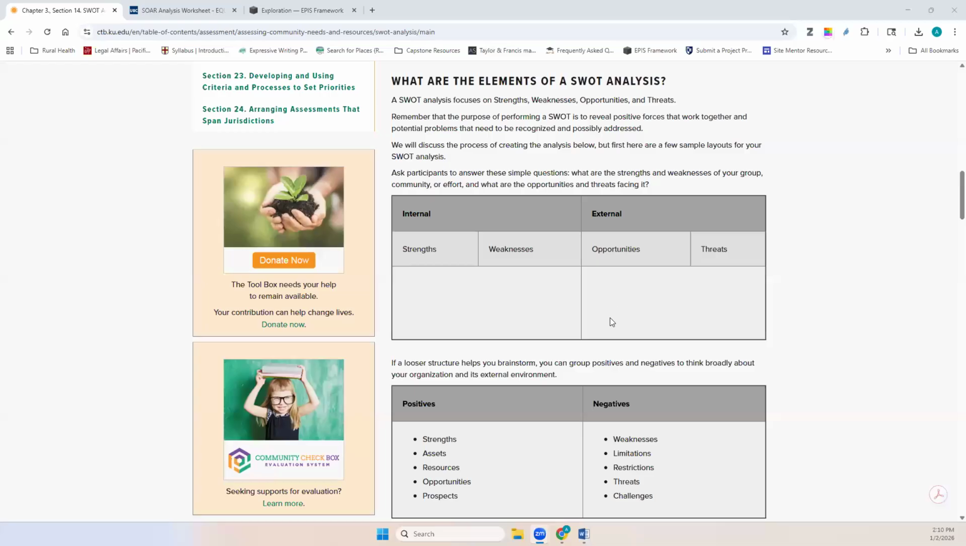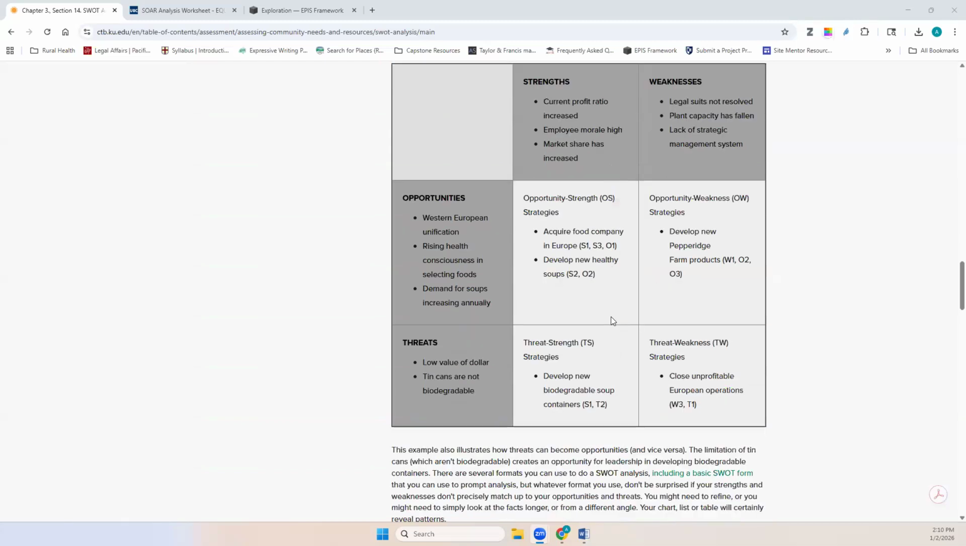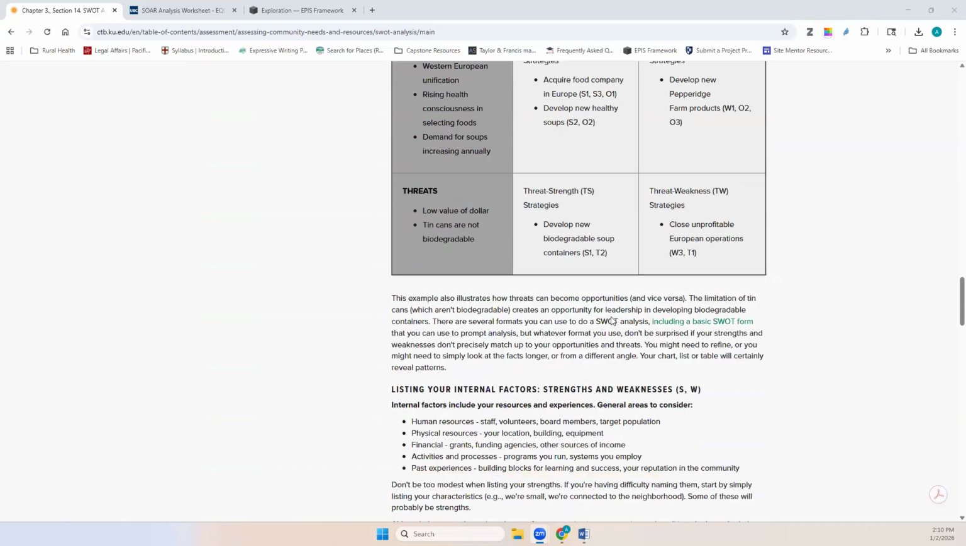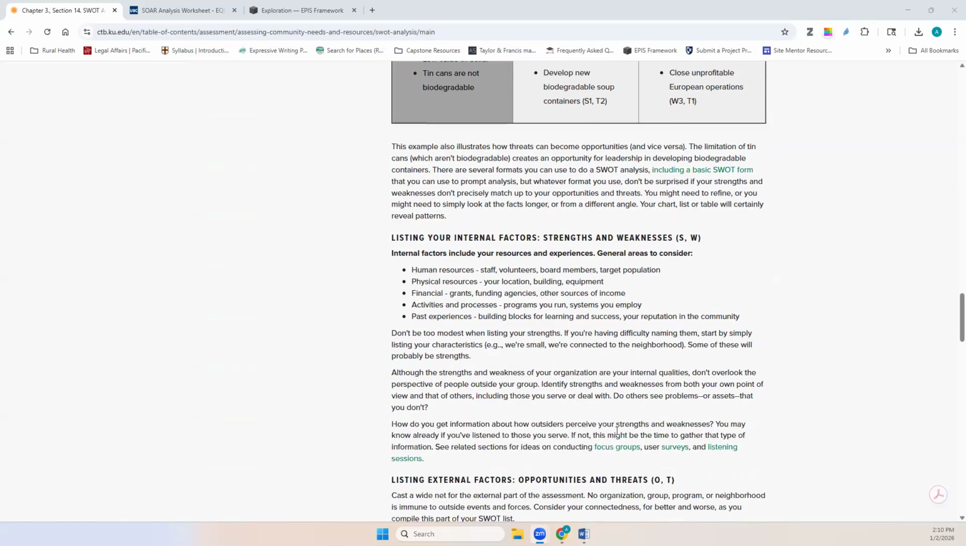So again, as I scroll down, this website goes through different processes of building your SWOT analysis, as well as some questions to think about. And again, everybody's is going to be a little bit different in terms of how you collect the data for your needs assessment. So that's really valuable to think about.